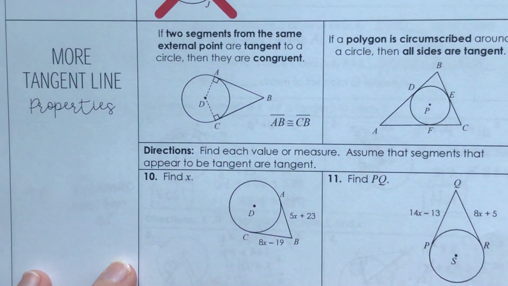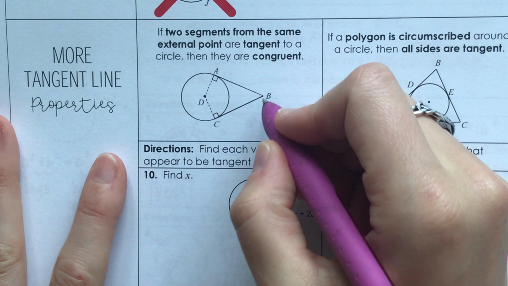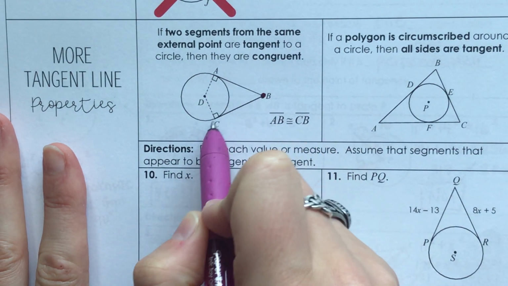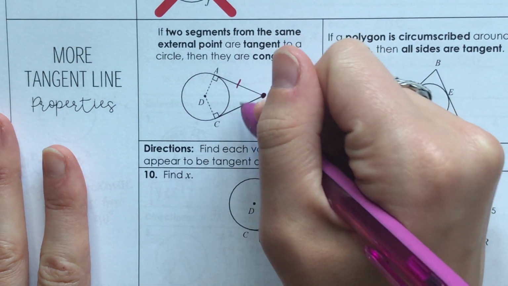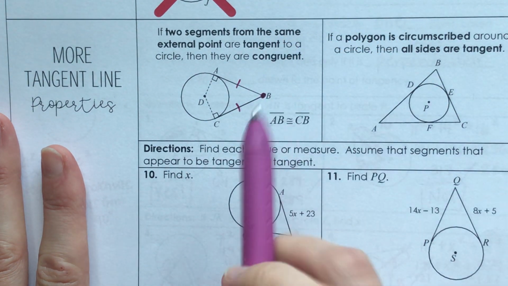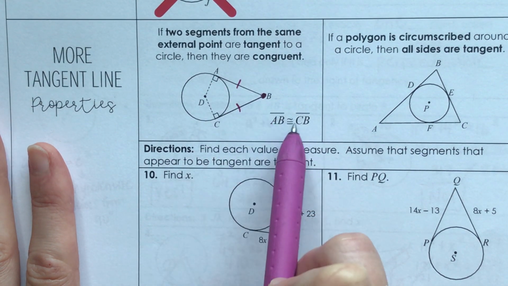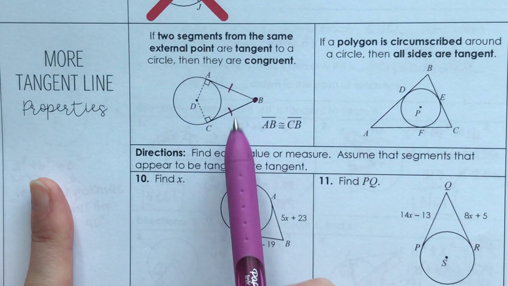If two segments from the same external point are tangent to a circle, then they are congruent. So if I have a point that's outside of the circle, it's external, the two sides that share that same point are going to be congruent to one another. So this side AB is going to be exactly the same as this side CB. They are congruent. They're going to be exactly the same length. So if this was 10 inches, this is 10 inches.